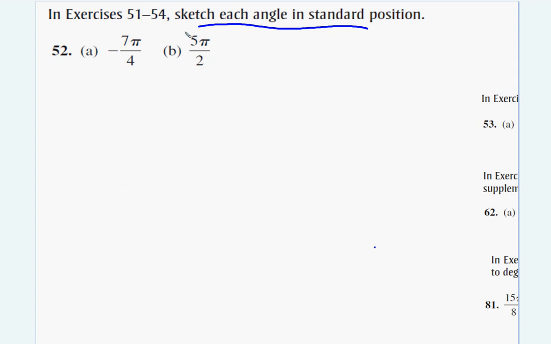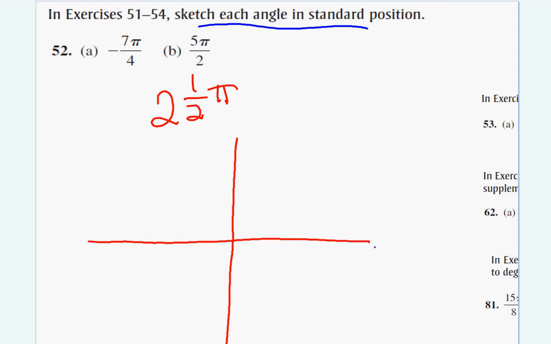Letter B, 5 pi over 2. Well, 5 divided by 2 is 2, with a remainder of 1. So that's 2.5 pi. So I draw my xy axes. And this is in the positive direction. So if we do just this part, the 2, that's going to take us a lap around the circle. So now we just got to go another half pi. And remember, half a circle is 1 pi. So if we go to the next axis, that's another half pi. So here's our terminal side. A lap around and another quadrant is 2.5 pi radians.